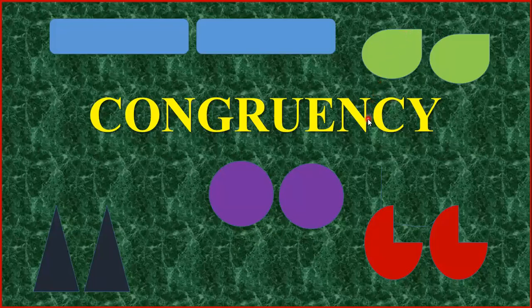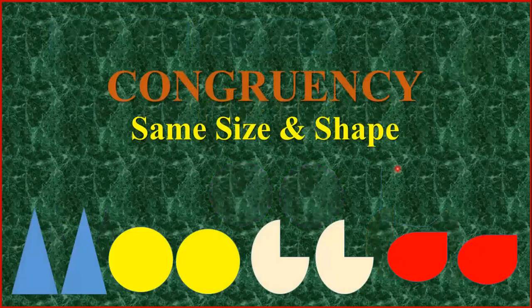Dear friends, in this video, let us learn about congruency. Two figures are said to be congruent if they are of same size and same shape. For example, in these figures, these two pairs are of same size and same shape. Therefore, they are congruent. Similarly, the other two are congruent.